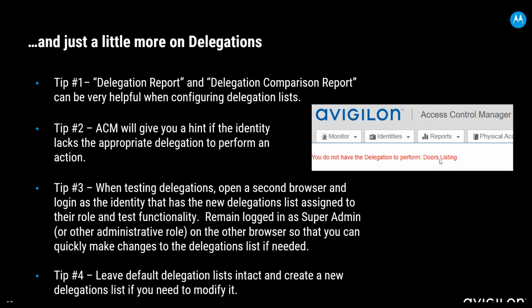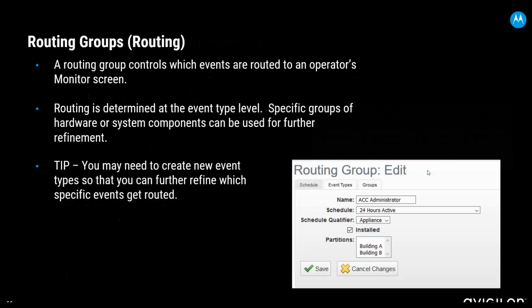Now, something to keep in mind, obviously this is good information because now you know you can go over and add this to the appropriate delegation list, this specific delegation, in this case, doors listing. It could be possible that you're lacking more than one delegation. So just keep in mind after you add this delegation and then you go back and try to perform the same action, you might get another delegation message here. We just tell you one delegation that you're lacking. So you may have to do this a couple times to find all the delegations that you need to add.